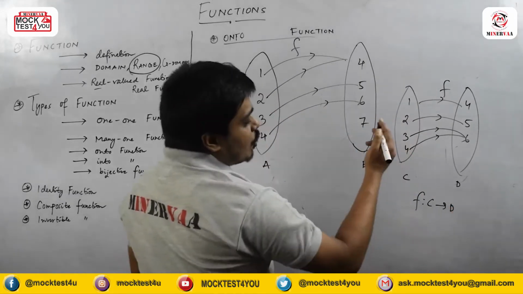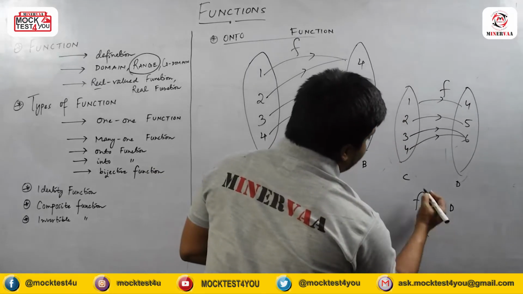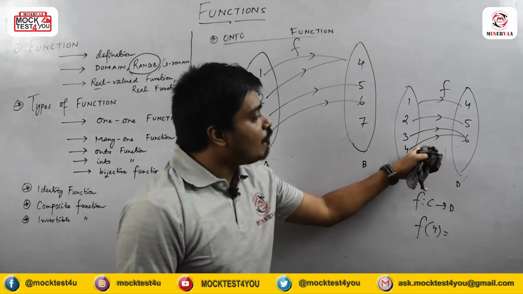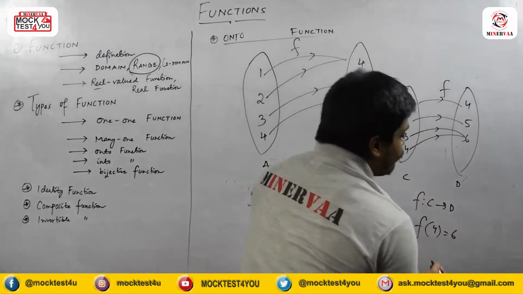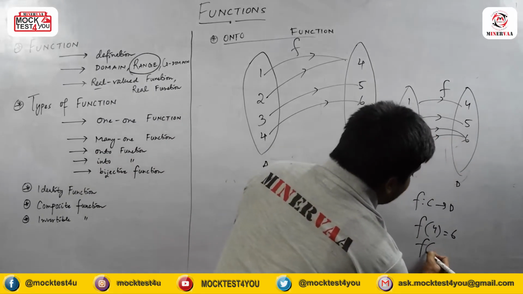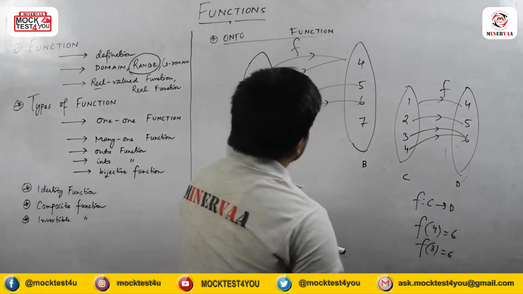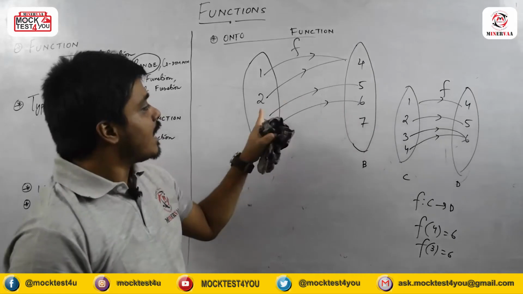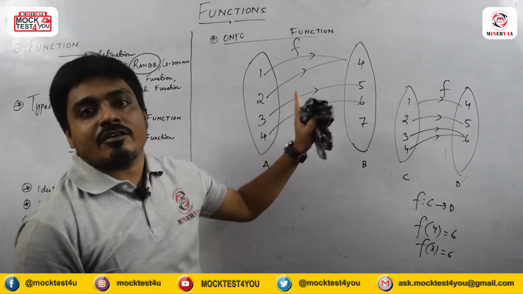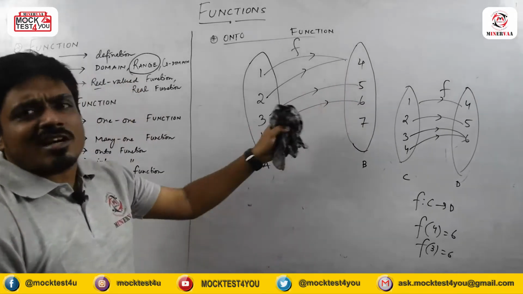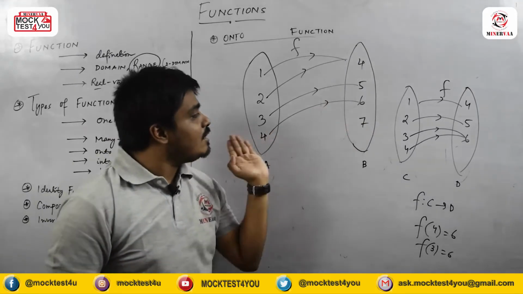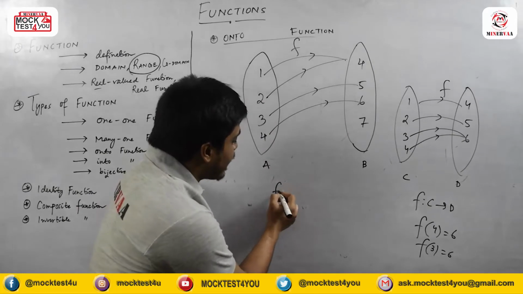Now if somebody asks you what is the value of the function F at 4? The value of the function at 4 will be equal to what? Now 4 is mapped with 6. So F(4) will be 6. And F(3)? 5. They are different, right? Okay? Because they are different inputs, so different values.